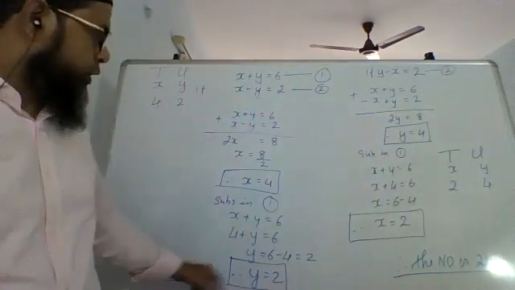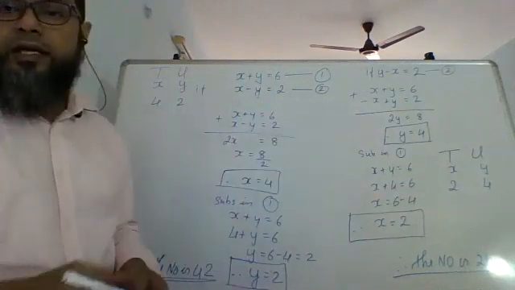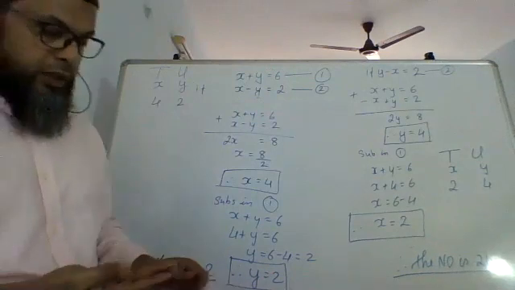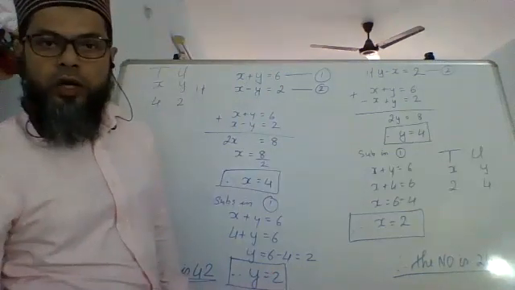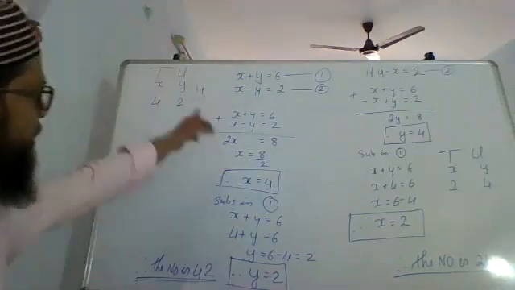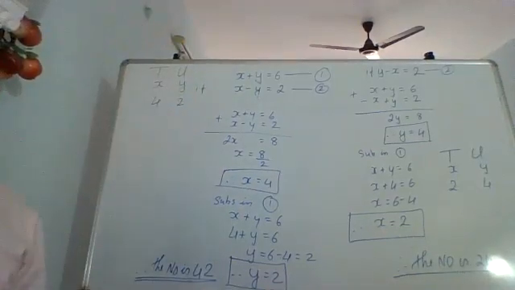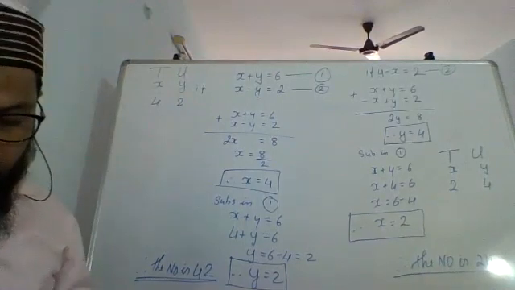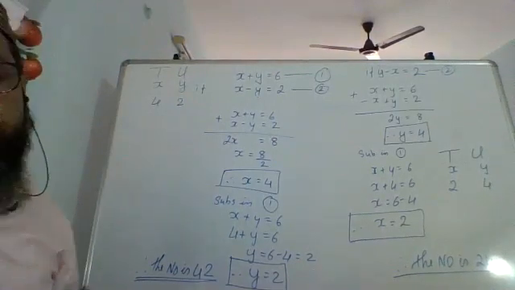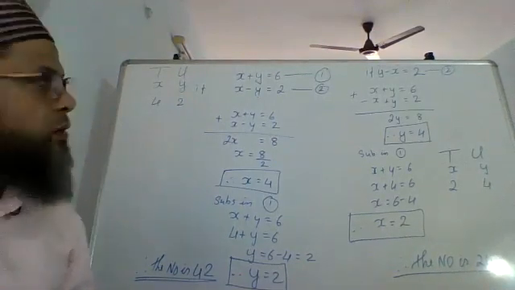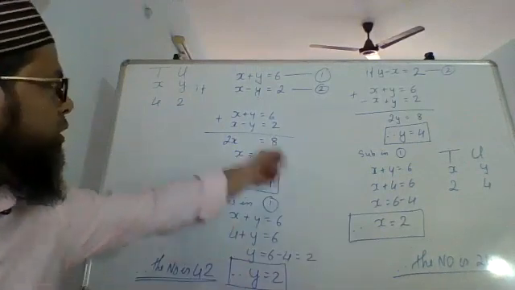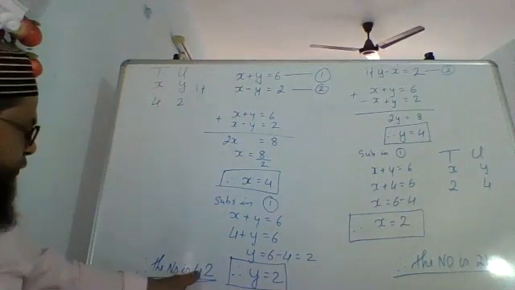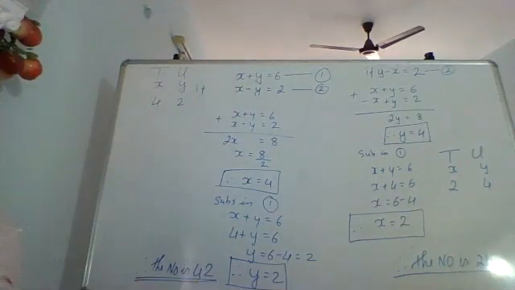You'll see they are just the reverse of the digits, 42 and 24, just interchanging the digits. So there are two numbers that we get, 24 or 42, which fulfill the given conditions. We add both, 42 plus 24, you will get 66. That was your first condition.